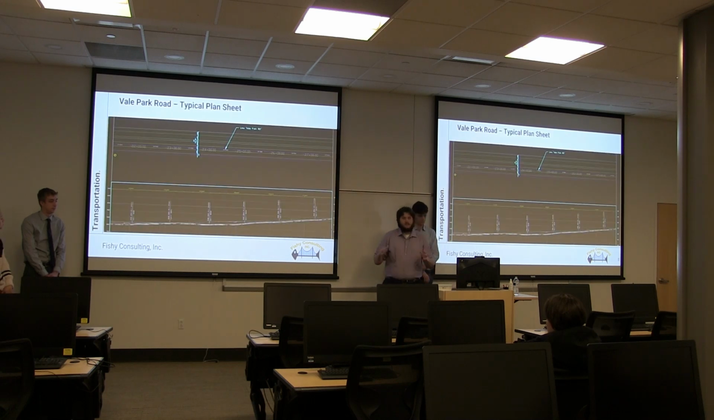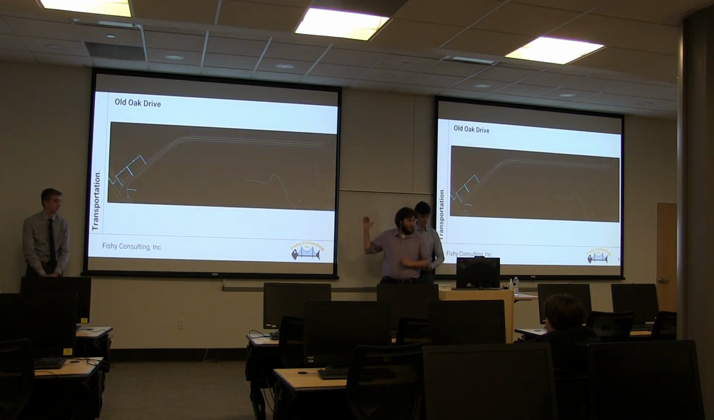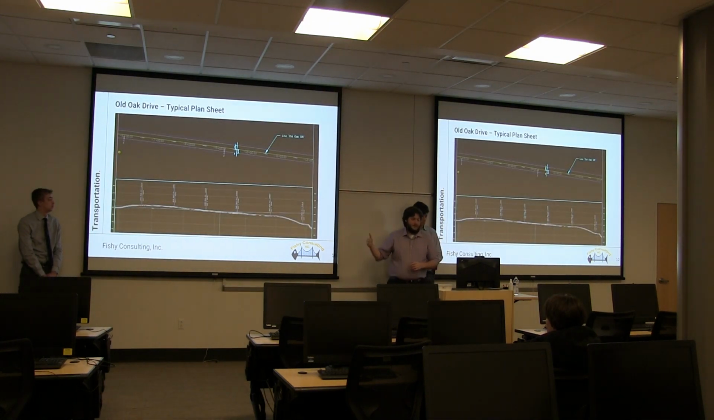Next, we have a typical plan sheet where you have a sample of the horizontal alignment with the vertical alignment that follows it. You can see the existing grade and the newly planned grade at the bottom. Next, we have Old Oak Drive, where we plan to go straight from the existing road and then have it bend to create a perfect 90-degree T at a perpendicular intersection. That way it's easiest for turning radii. Then again, a typical plan sheet for Old Oak Drive, with the horizontal alignment on top and the vertical alignment below with the planned and existing grades.